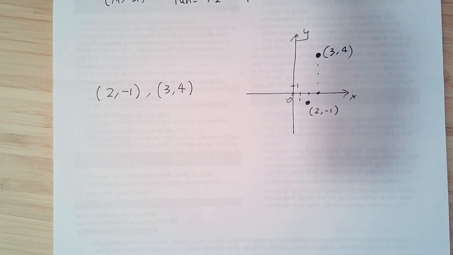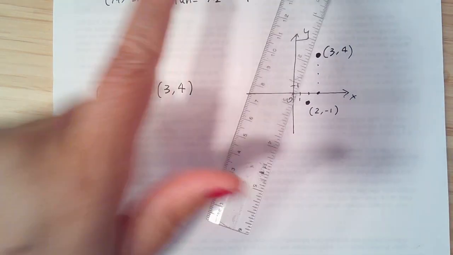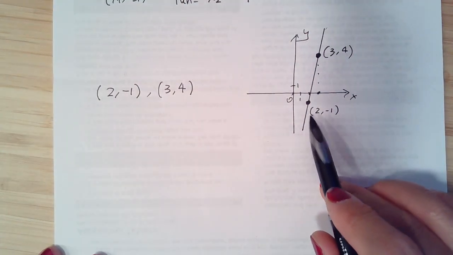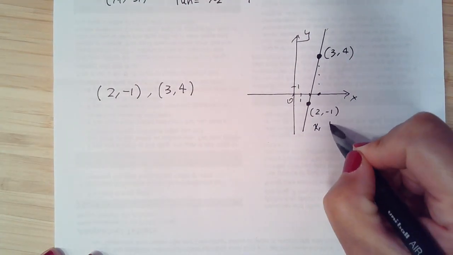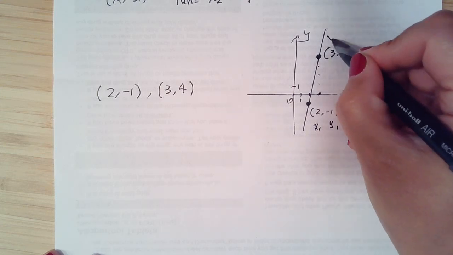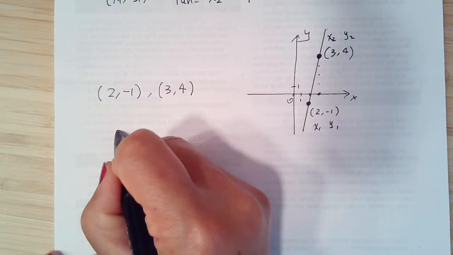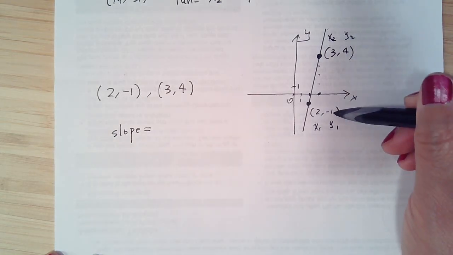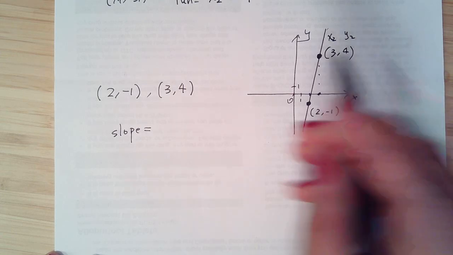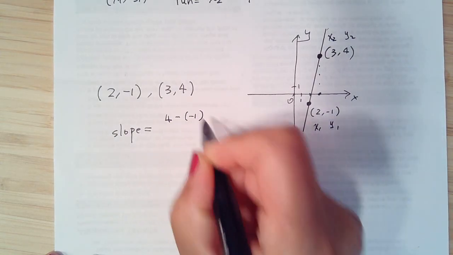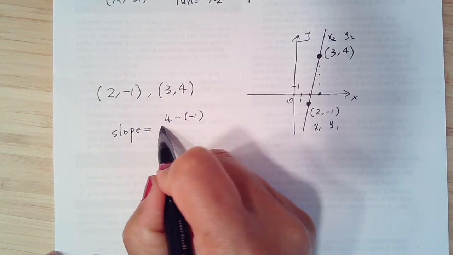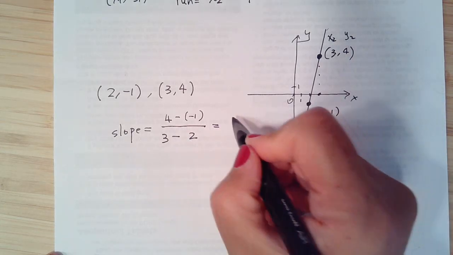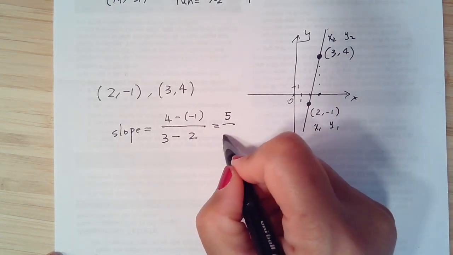Where's my ruler? Oh, here. So I'm going to use this to connect that. There is a straight line here, and I'm asking what is the slope of this line that passes through. So this is your x1, this is your y1, and that's your x2 and y2. So by definition, the slope equals y2 minus y1. Do you see that? The change in y. So 4 minus -1, denominator 3 minus 2. So 4 minus -1 is 5. Okay, 3 minus 2 is 1, so the slope is 5.